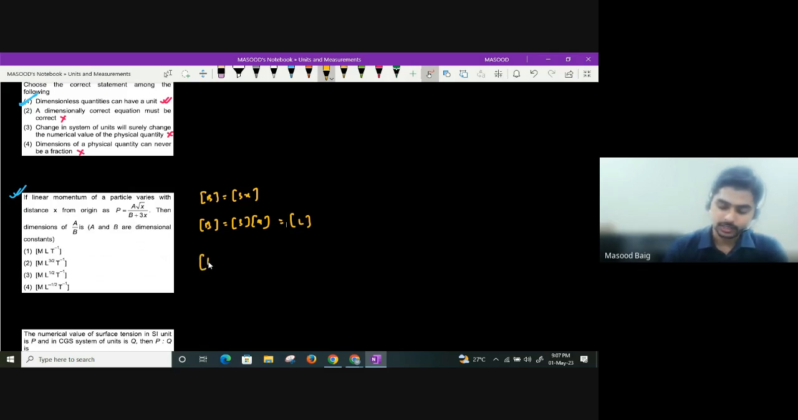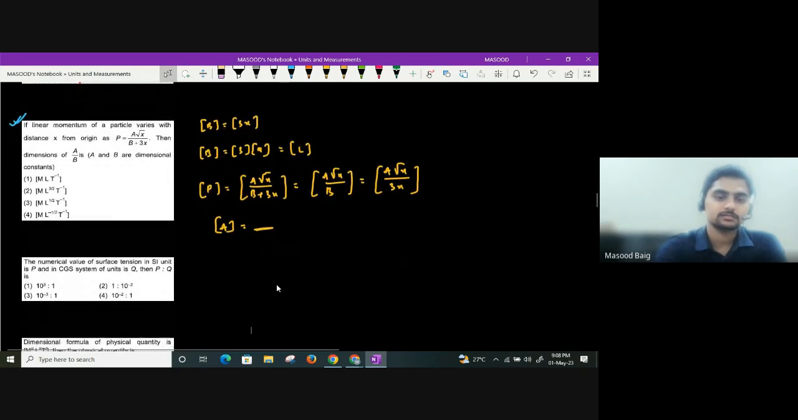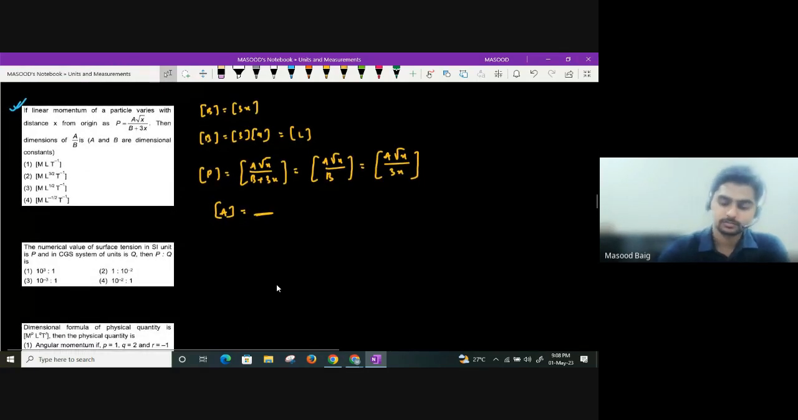And I also write dimensions of p will be dimensions of a root x divided by b plus 3x. I can also write it as dimensions of a root x divided by b, or I can write it as dimensions of a root x divided by 3x, guys. So from here we can find dimensions of a also. And you can calculate the dimensions of a by b. Clear, all of you? Yes or no? Whenever addition or subtraction is done, same dimensions. Multiplication division is done, it can be done with different dimensions also. Clear all of you?